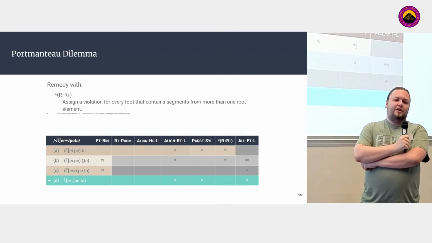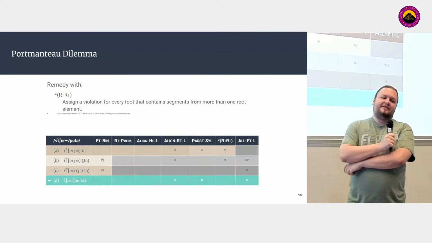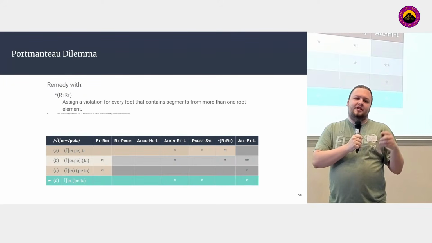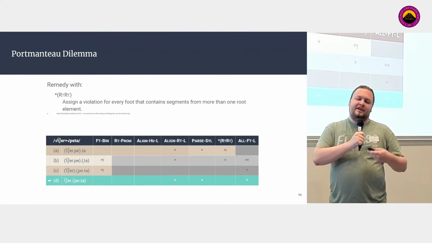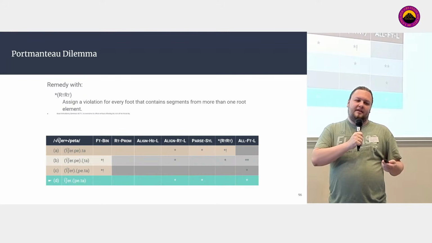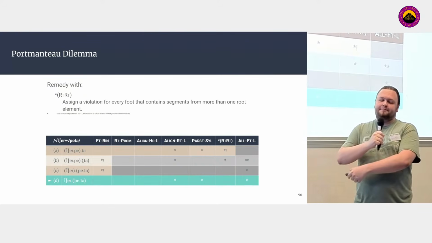I remedy this with a star root constraint, which is to say that all feet should never have elements of more than one root in them. So in this case, cerpeta, where we have the cer and the pe in the same root, is selected against, and we get cerpeta.